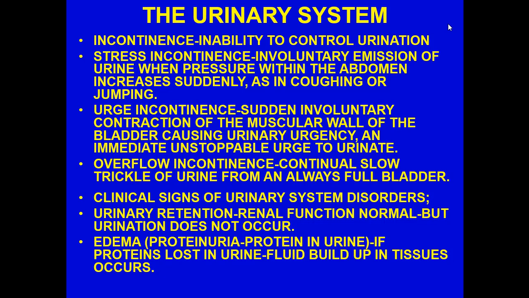Stress incontinence is the involuntary emission of urine when pressure within the abdomen increases suddenly, such as when coughing or jumping, etc. Now, there's also urge incontinence, a sudden involuntary contraction of the muscular wall of the bladder causing urinary urgency, an immediate unstoppable urge to urinate. There's also overflow incontinence, a continual slow trickle of urine from an always full bladder. Okay? So there are a variety of ways this can happen, but I want you to be aware of these terms and terminologies.